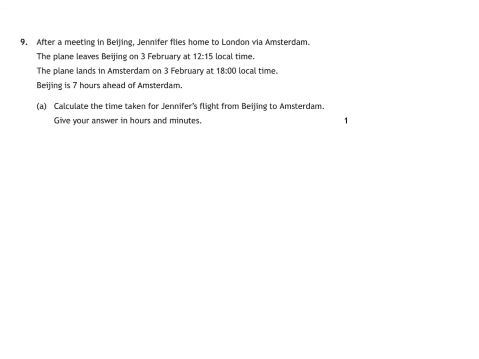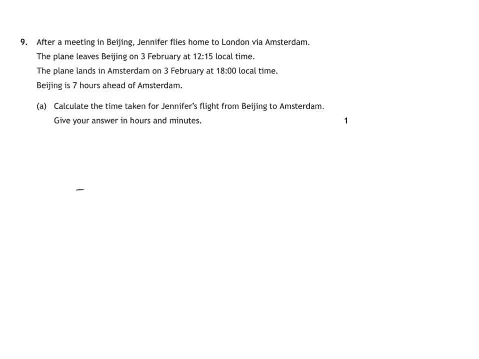So we have question 9. After a meeting in Beijing, Jennifer flies home to London via Amsterdam. The plane leaves Beijing on the 3rd of February at 12:15 local time. It lands in Amsterdam on the 3rd of February at 8 o'clock local time. And Beijing is 7 hours ahead of Amsterdam, so we need to calculate the time taken for that flight, giving our answers in hours and minutes.